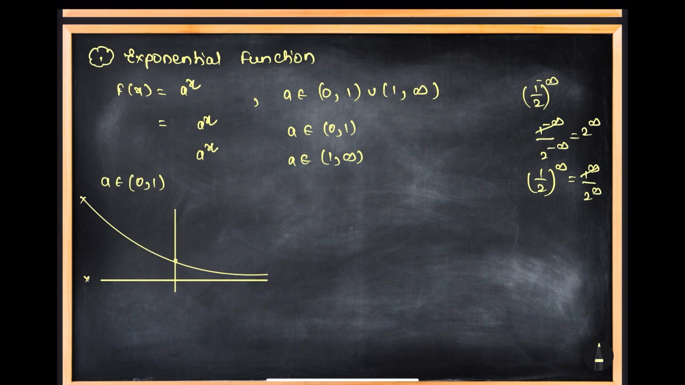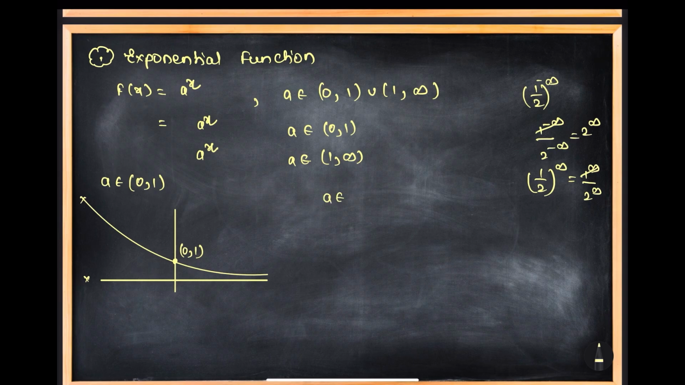And this point is where x is 0. So suppose x is 0. You know that any valid number to the power 0 becomes 1. So it is (0, 1). So this is your graph of a power x if a belongs to (0, 1).